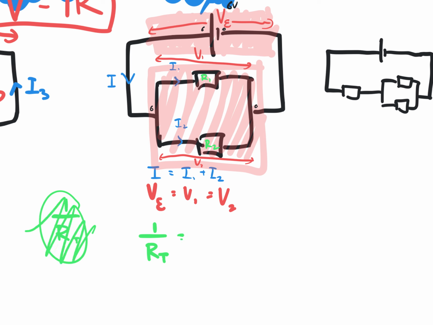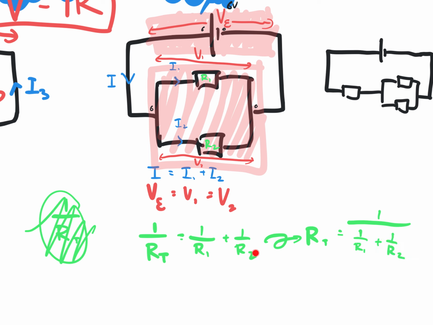So 1 over RT, the formula that we've done in class is that it's actually going to be 1 over R1 plus 1 over R2, right? That's how you find the total resistance, correct? No, that's how you find 1 over total resistance. Later on, what you will have to do is the reciprocal. You need to flip the whole thing over, which is RT is 1 over the whole thing. You need to flip everything over.